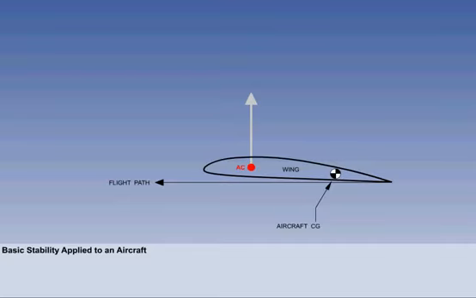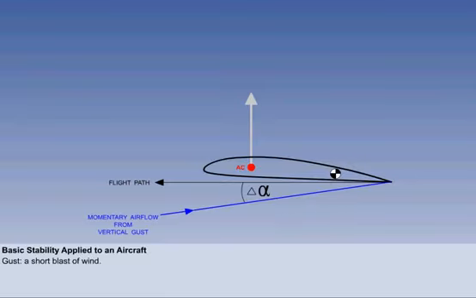Illustrated is the wing of an aircraft. For the time being, we will ignore the rest of the aircraft. We are in level flight, in a state of equilibrium. The flight path is shown, as are the aircraft CG, the aerodynamic center, and the greyed out lift force. An upward vertical gust has increased the angle of attack. This generates an increase in lift acting at the aerodynamic center.